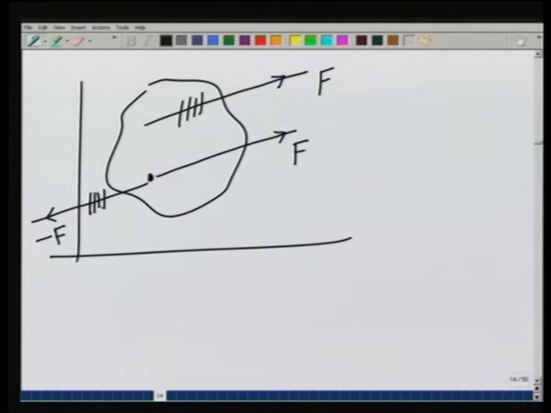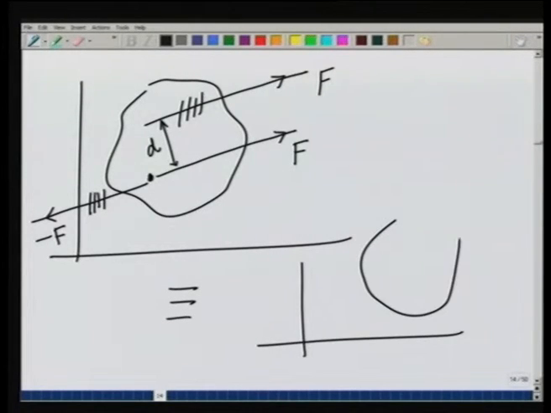a couple, which is equal to the perpendicular distance between the forces times the force itself. So, I can say that this whole thing is equivalent to applying a torque at this point of the amount F d and applying a force F in this direction. What I have done is transferred the force parallel to itself to this point and consequently have generated, to keep the entire dynamics or statics the same, I had to apply an additional torque here.